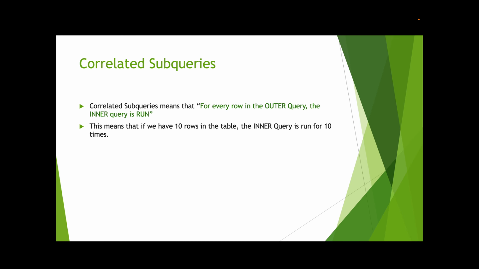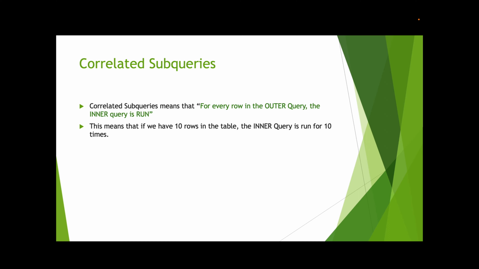But in a correlated subquery, it is a little bit different. The inner query is not run one time. Rather, it is run multiple times. So in the case of a correlated subquery, if a table has 10 rows, the inner query is going to be run 10 times, because for every single row in the outer query, or every single row in the table, the inner query is going to be run. That's the purpose of correlated subqueries.